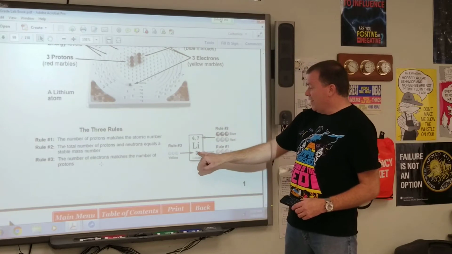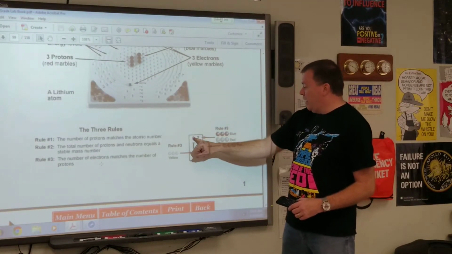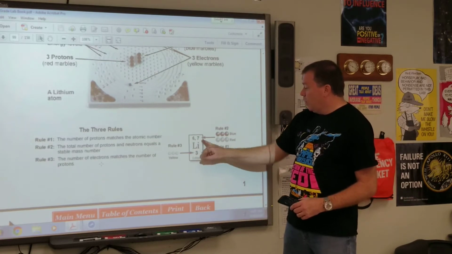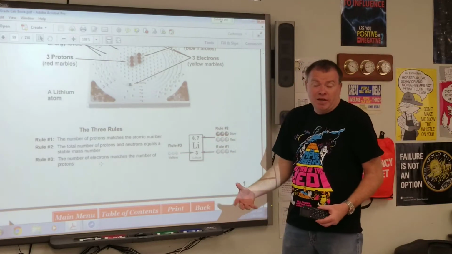So in this example, if we're building lithium, I would have 3 protons in the middle, and I could have either 3 neutrons, because 3 plus 3 is 6, or 4 neutrons, because 3 plus 4 is 7, in the middle to make it a legal move.